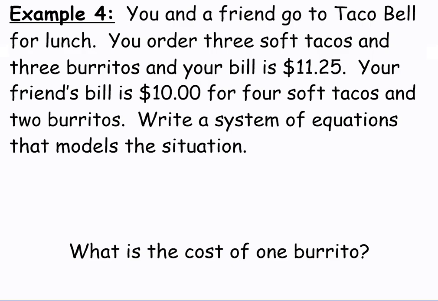Pause the video now to try example 4. Try doing the entire thing before checking your answer. I believe in you. I know you can do this. If you need extra help, make sure you look back to example 2, which is pretty similar. Press play to go over your answer.